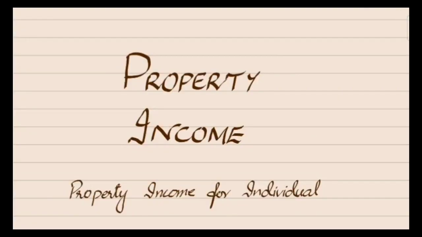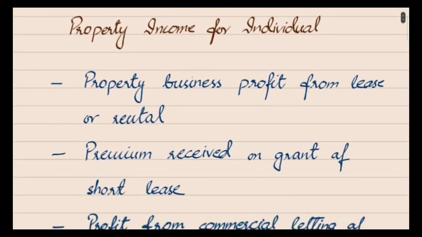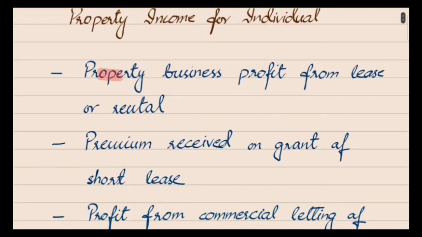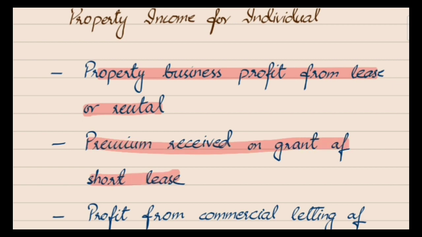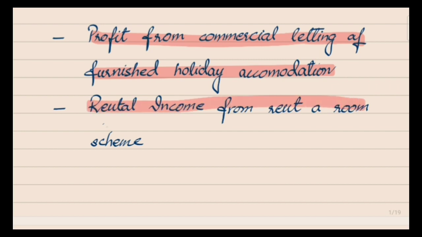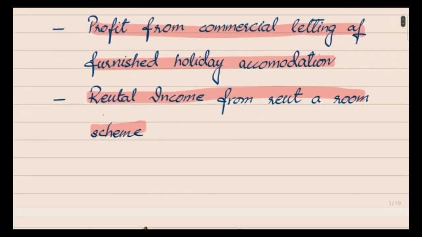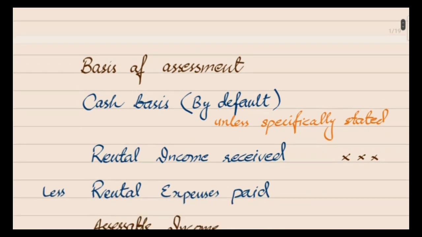Welcome to Educare. Our today's topic is property income, specifically for individuals. Property income for individuals includes property business profit from lease or rental, premium received on grant of short lease, profit from commercial letting of furnished holiday accommodation, and rental income from the rent a room scheme. So these are the four types of property income for individuals which we will consider in this particular topic.